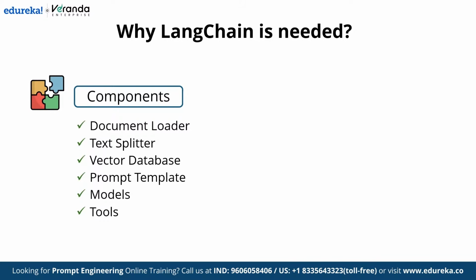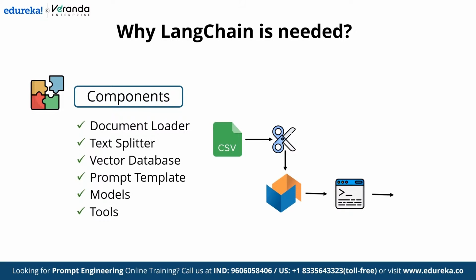Here's how it works. First, you load a document like a CSV file using a document loader. Then, use a text splitter to divide it into smaller chunks, and then store those chunks in a vector database and add a prompt template to guide the model. And finally, use an LLM like GPT-4 or Llama to perform tasks like searching the web or automating workflows.